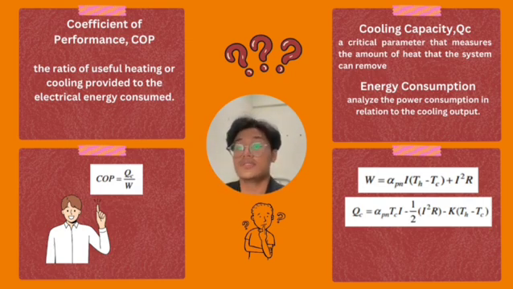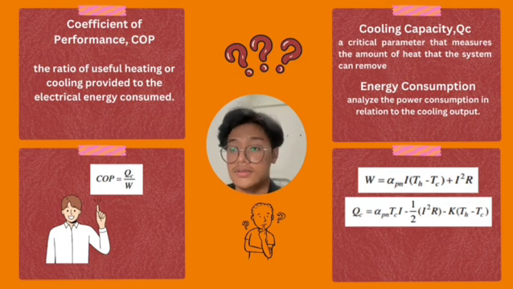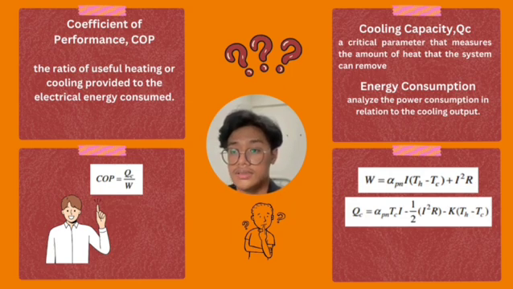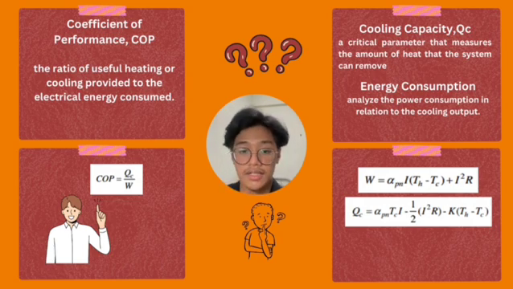Okay, COP is the ratio of useful heating or cooling provided to the electrical energy consumed. As you can see, the formula of COP is COP equals cooling capacity divided by energy consumption. This COP is very important to the performance because if we get a high COP, the performance will be greater.